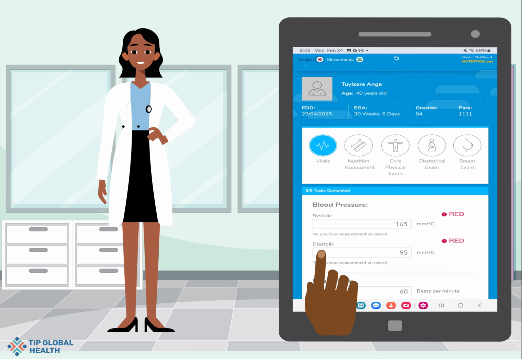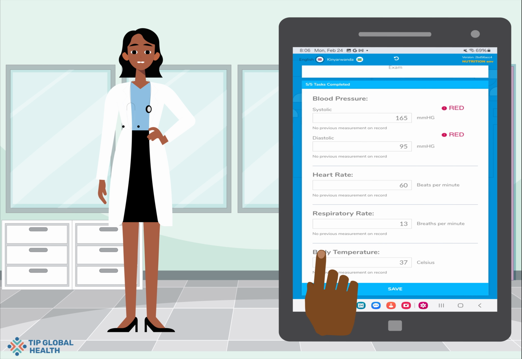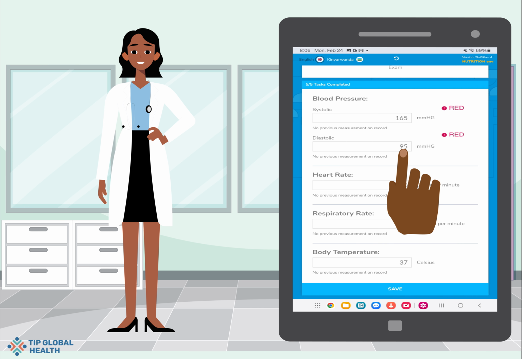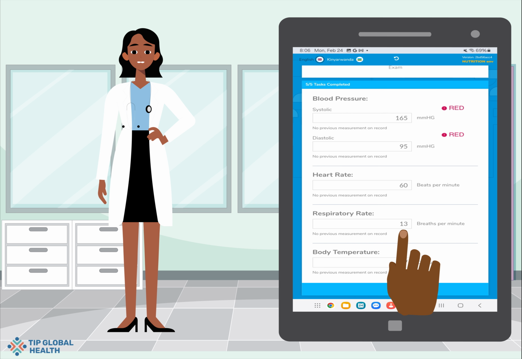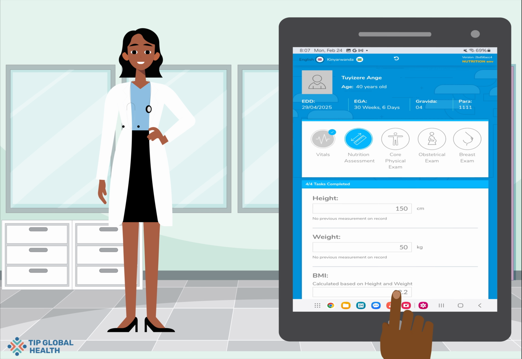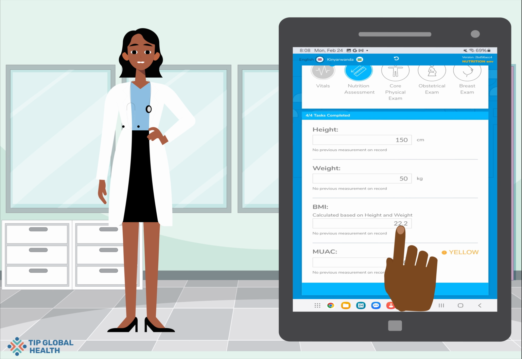Now we'll conduct a comprehensive physical exam. Let's start with her vital signs. Her blood pressure is 165/95. Her heart rate is 60. Respiratory rate is 13. Temperature is 37. Then hit save. Her height is 150 centimeters. She weighs 50 kilograms, which brings her BMI to 22.2.